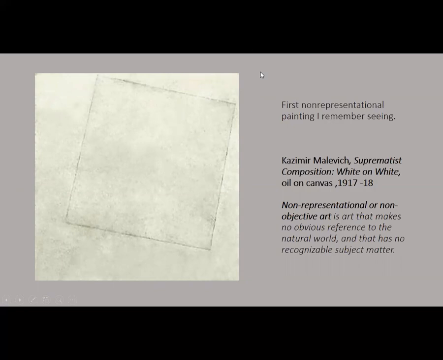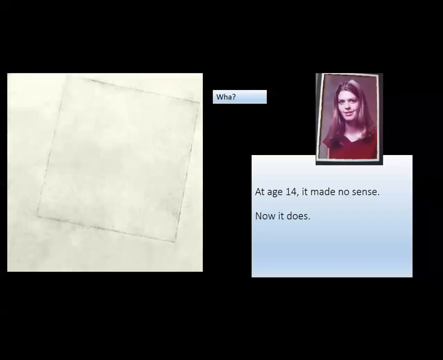all we're going to do when we look at this is see a square on top of another square. We don't see a person or a cat or a dog or a tree, unless you have a really good imagination. So I walked up really close and I was just trying to get it, and I didn't get it. I didn't get it at all. And I did not get it for decades until I started teaching art history at Villa Julie College in Stevenson, Maryland. But at 14, it just made no sense at all.